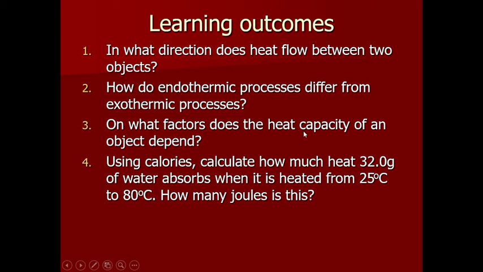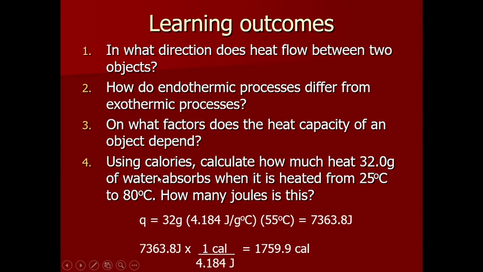Using calories, calculate how much heat 32.0 gram of water absorbs when it is heated from 25 degrees Celsius to 80 degrees Celsius. How many joules is this? In this problem, we have to calculate the heat. The mass is given, that is small m, 32 gram, and temperature T1 is 25 degrees Celsius, while T2 is 80 degrees Celsius. We can calculate the temperature change by delta T equals T2 minus T1.